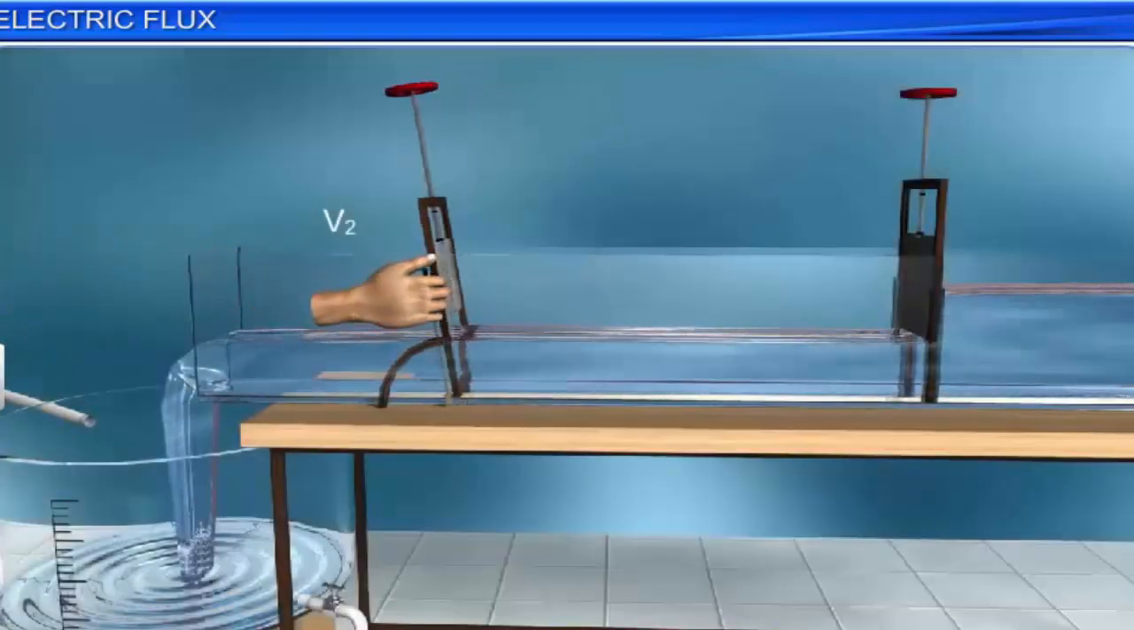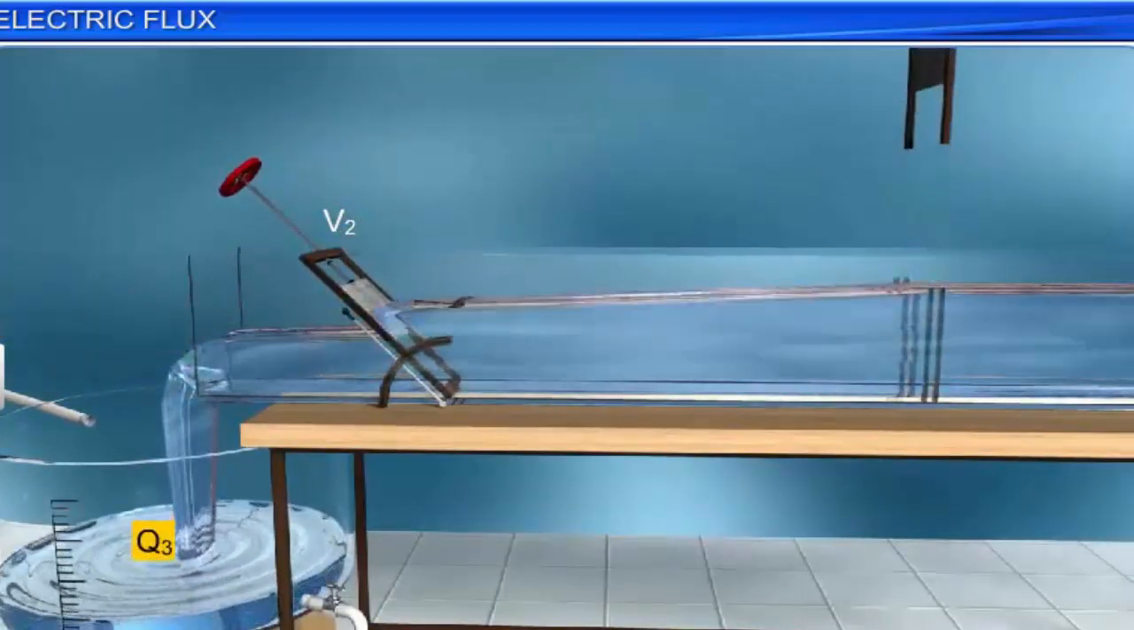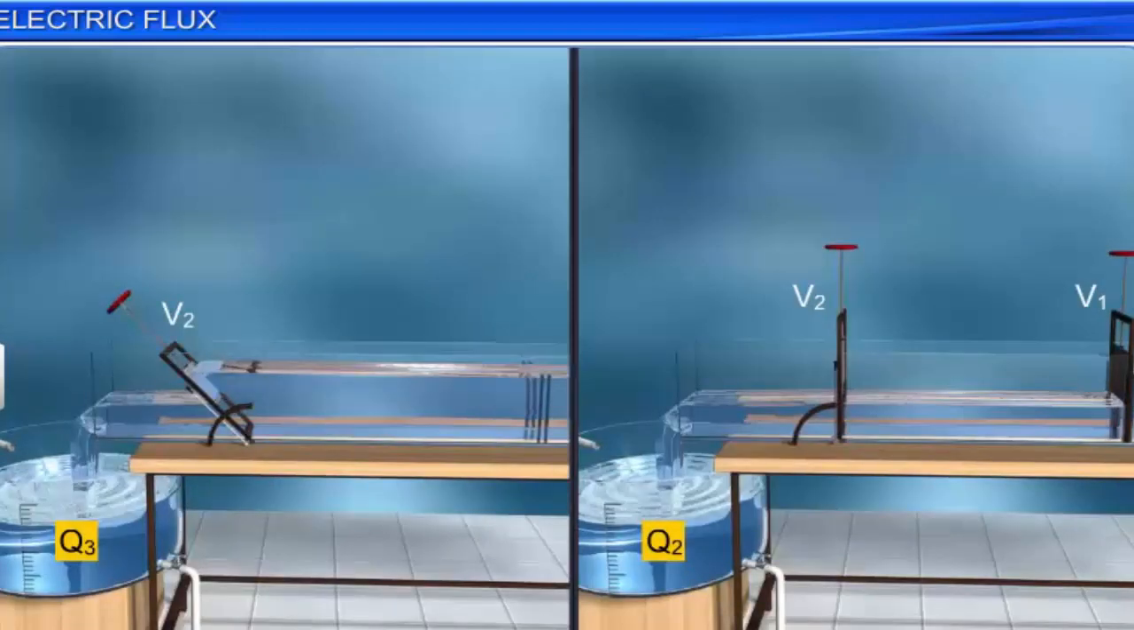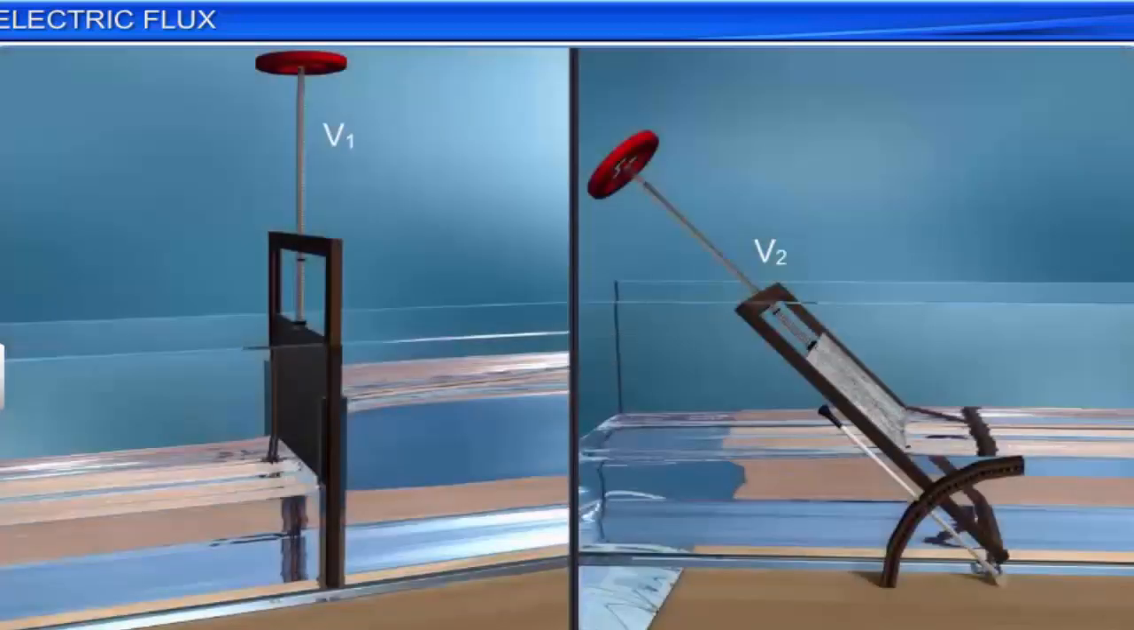Measure discharge Q3 again for 5 minutes. You will find that Q3 is equal to Q2. Why is Q3 equal to Q2 when the area of opening of the two valves is different? This is because the area of opening of V2 is more than that of V1.